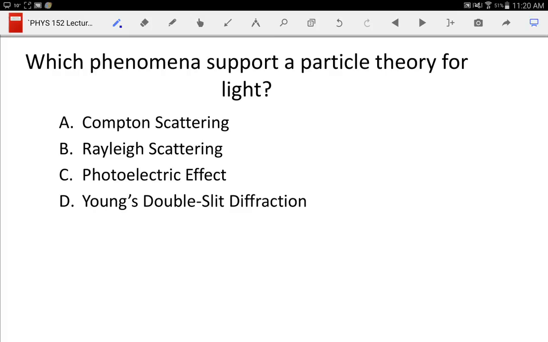For our last clicker question, which phenomena support a particle theory for light? So this is multiple answers, not just a single one. Put in all the correct answers and hit enter.